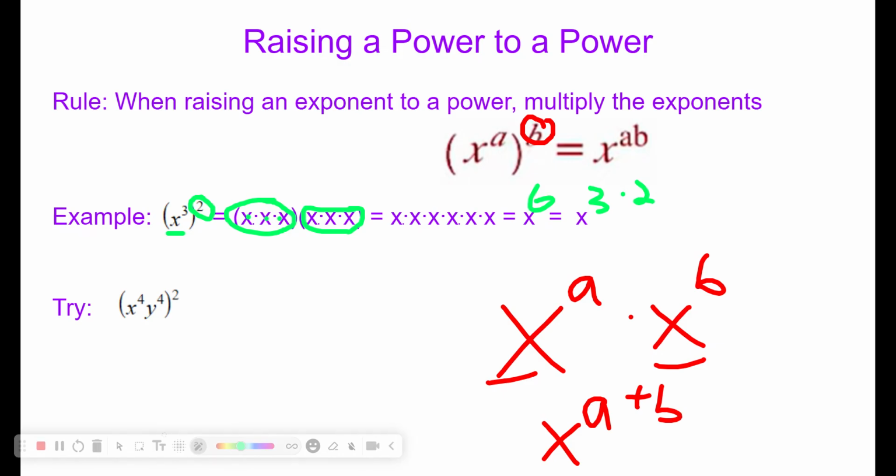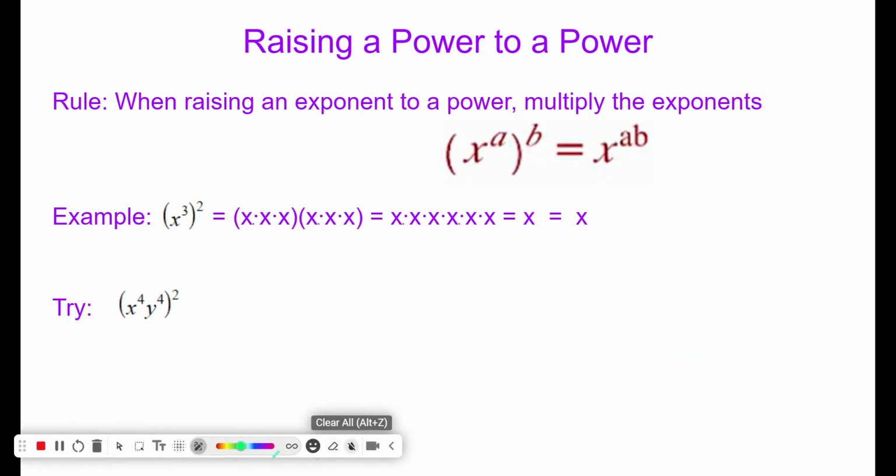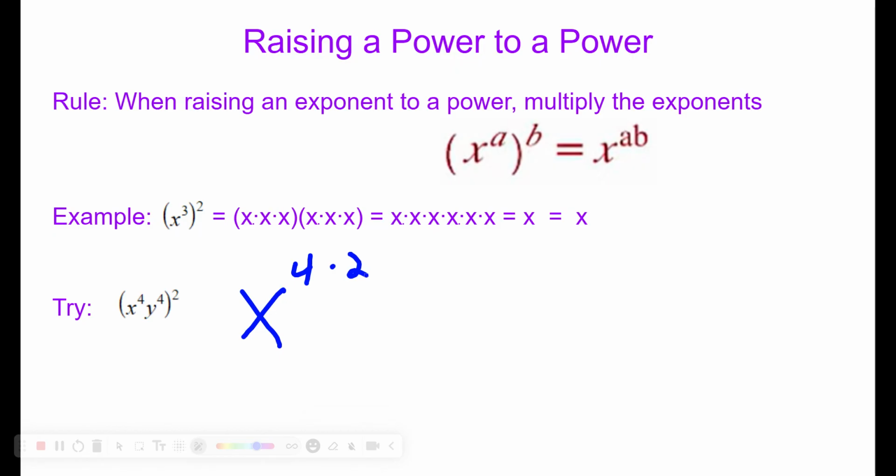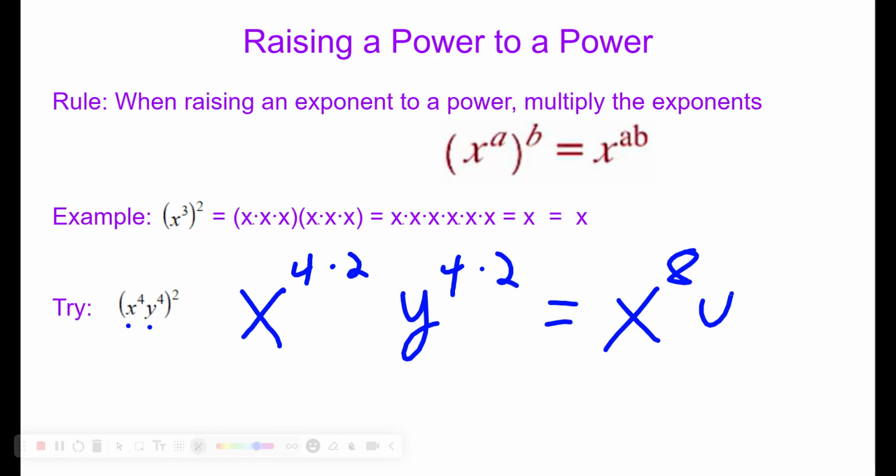All right, so try this here below. Let's erase this. X to the fourth power and y to the fourth power are being raised to the second power. So we know that x is being raised to the fourth power, and that's being squared, so we're going to multiply that by 2. Y to the fourth power also by 2. I have to take each of these terms separately. 4 times 2 is 8, so this simplifies to x to the 8th power, y to the 8th power. Okay, power to a power, multiplication.